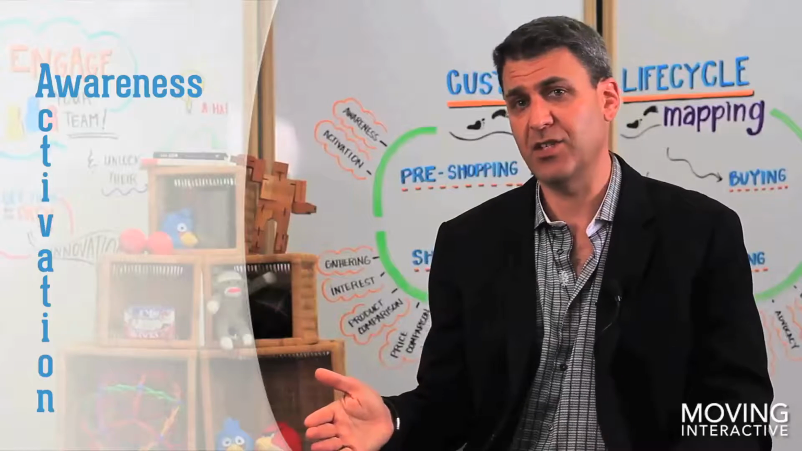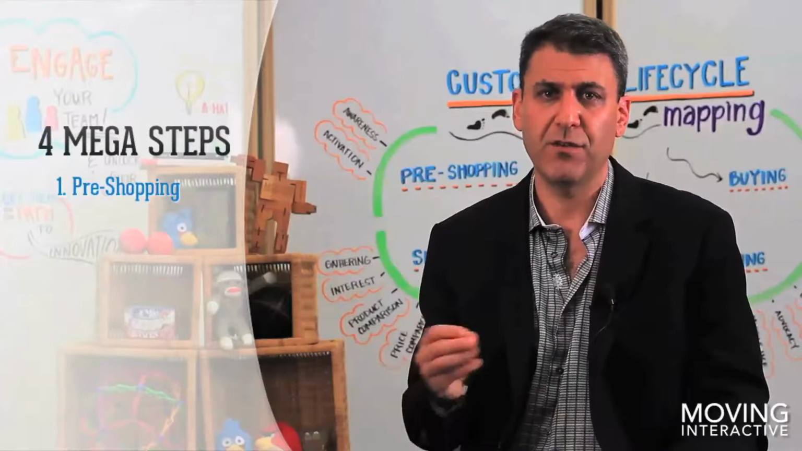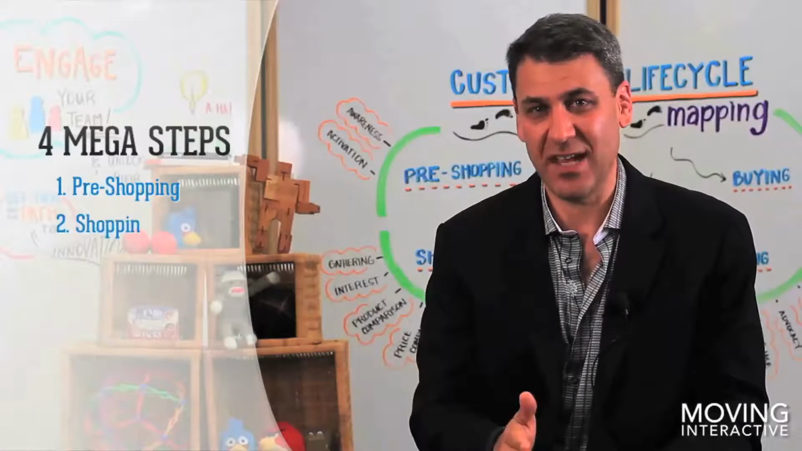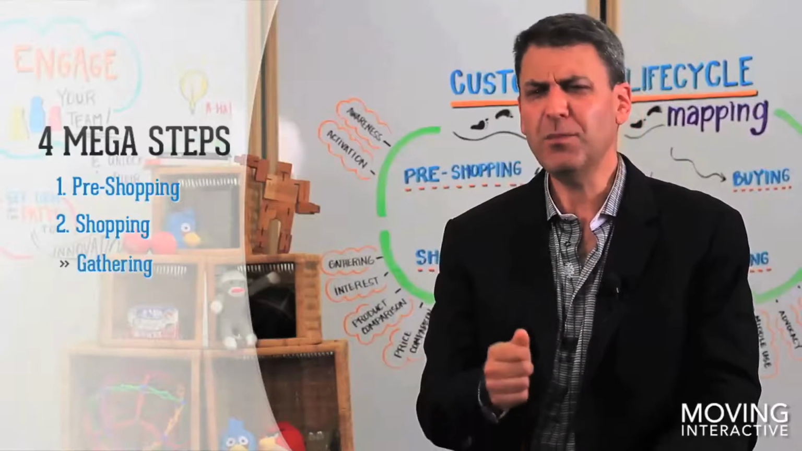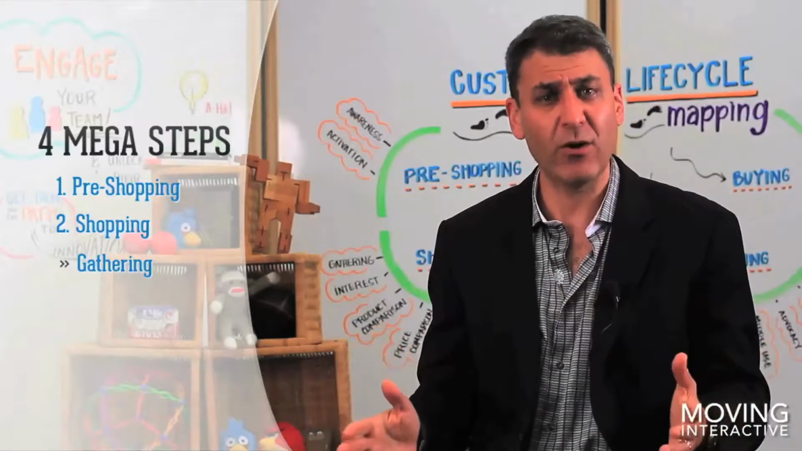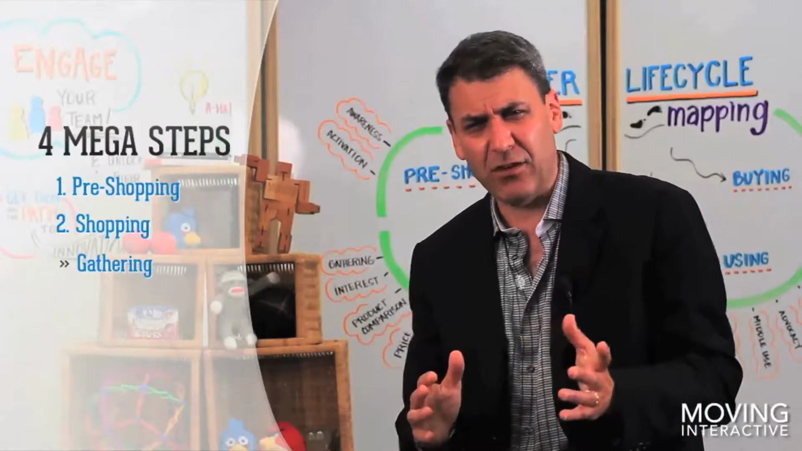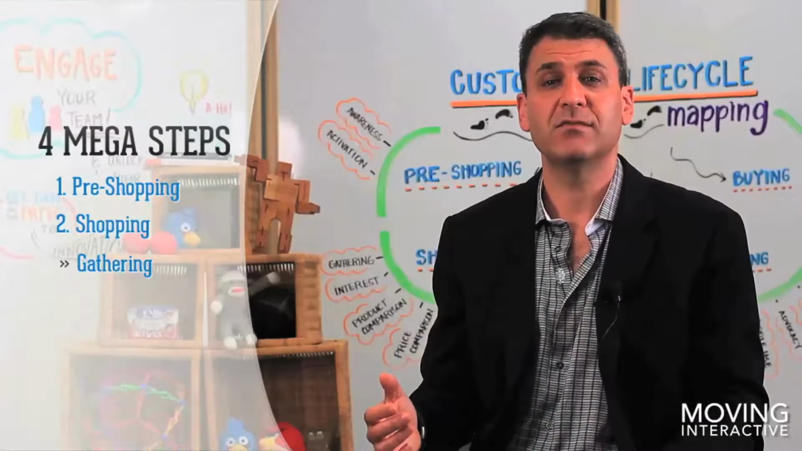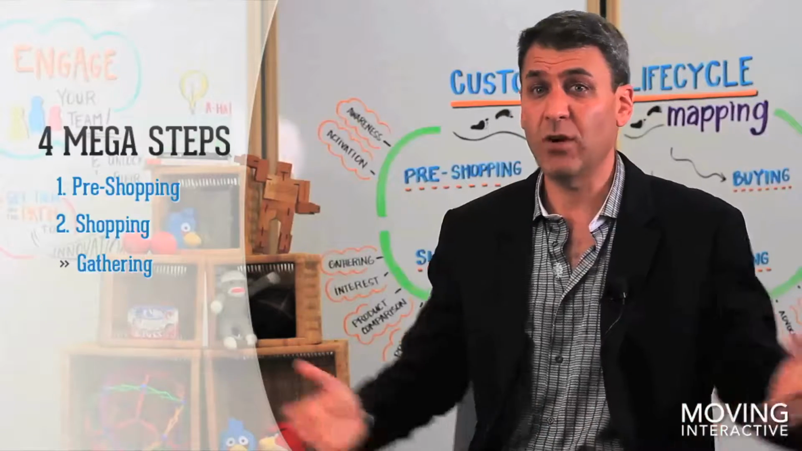Customers have left the activation stage when they have started to actively shop, looking at different products or services from different providers. So the second mega step is the shopping stage, which we break into 4 steps. Step 1 is gathering. This is the point at which the customer understands that a category exists for, let's say, website hosting, and they're starting to get that there are different providers at different price points, and they want to understand the range of what's out there.